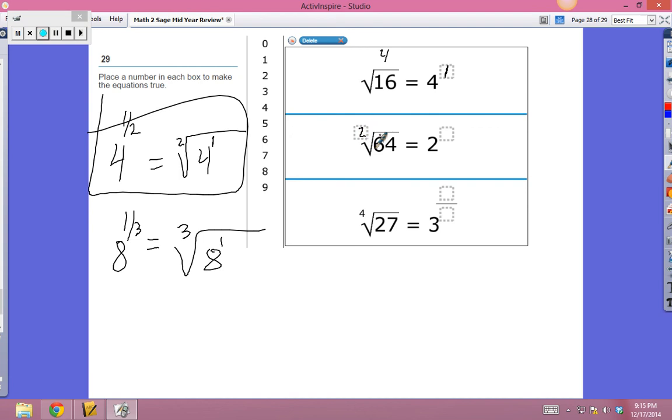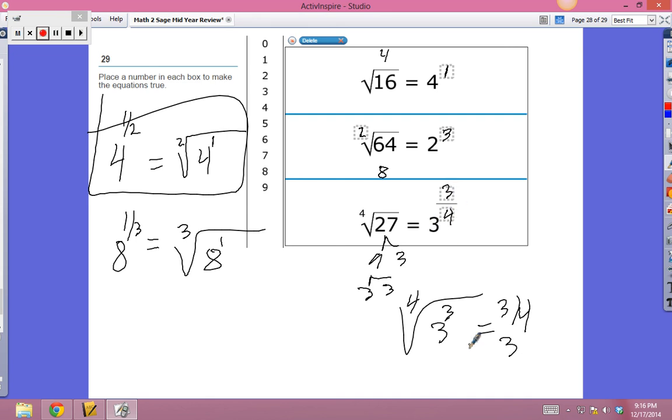The square root of 64 is 8, and 2 cubed is 8. So put a 2 here, put a 3 here. Okay, the 4th root of 27. Let's break up 27. See what is inside of 27. A 9 and a 3. And a 9 is a 3 and a 3. So they're really asking you to do the 4th root of 3 cubed. Now if you morph that to an exponent, the base is going to be 3. It's 3 to the 3/4.